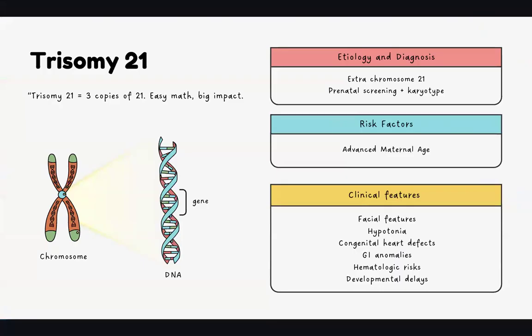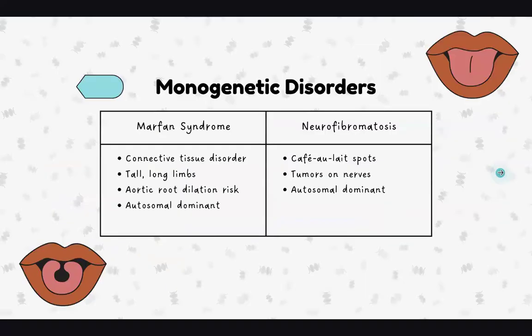All right, so trisomy 21. This is Down syndrome. It's one of the most well-known chromosomal conditions. The etiology of it is that there is an extra copy of chromosome 21, and we're going to diagnose it using prenatal screening and karyotype confirmation. One of the most notable risk factors is going to be advanced maternal age, and then there are clinical features that are distinct to trisomy 21, which are those distinct facial features, hypotonia, congenital heart defects, GI abnormalities. There are hematologic risks as well as developmental delays.